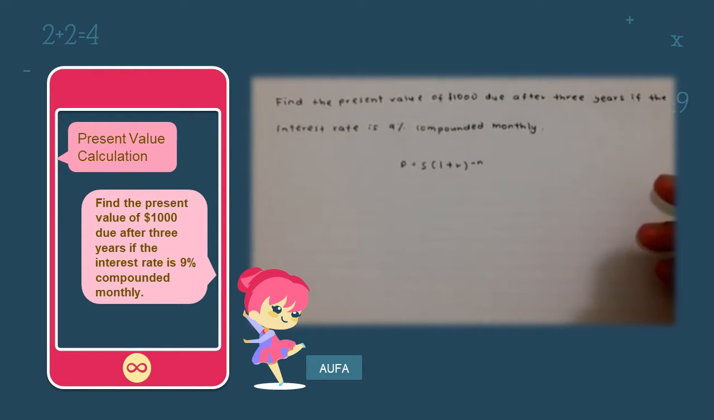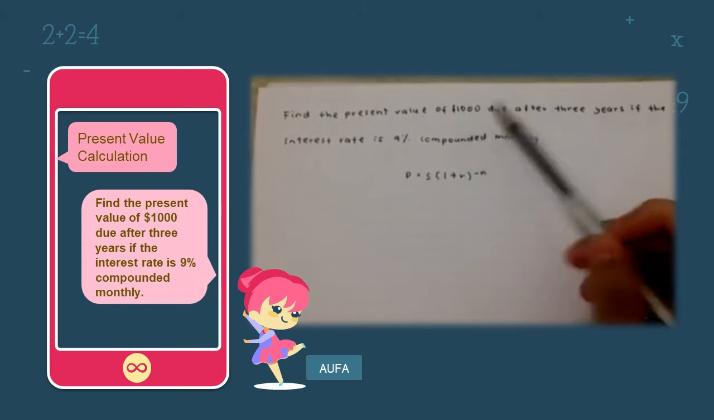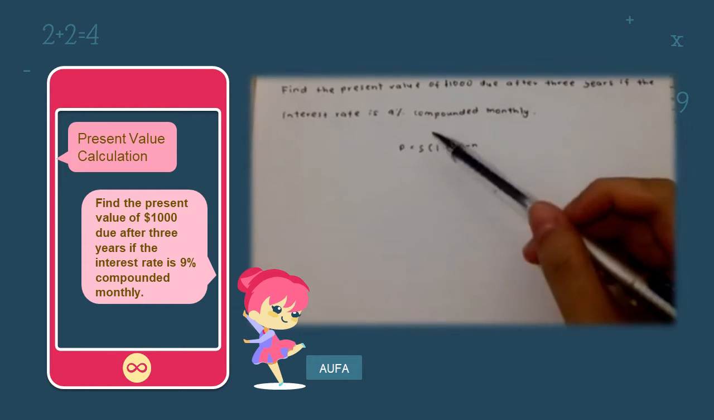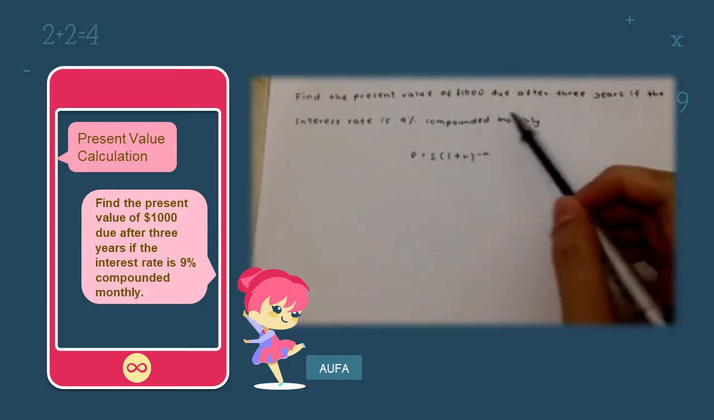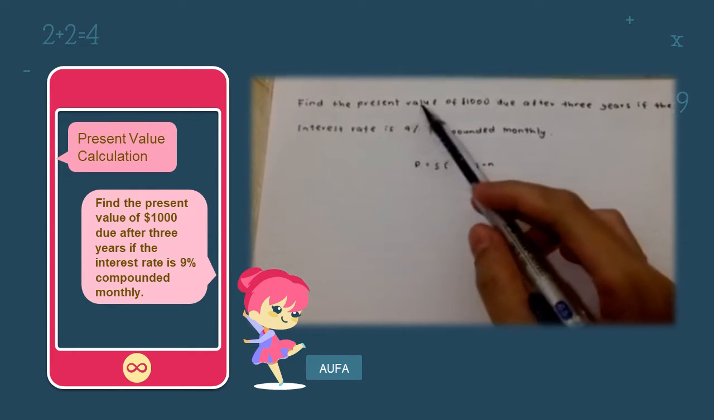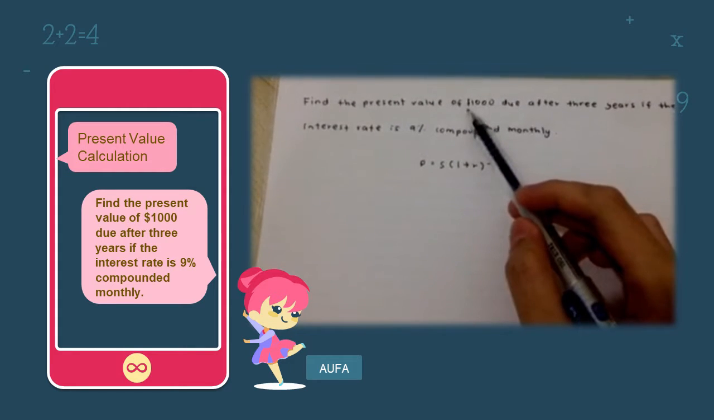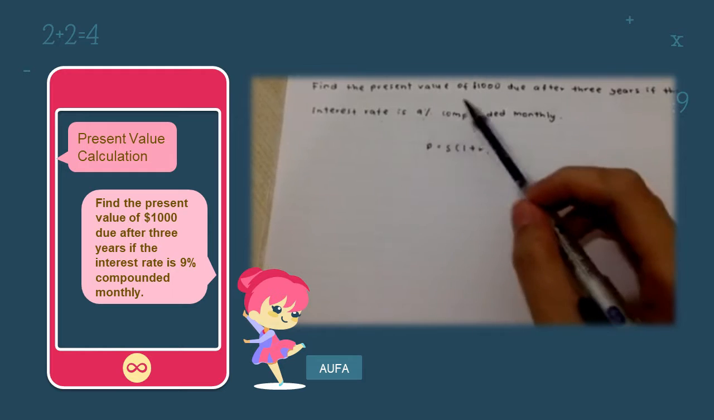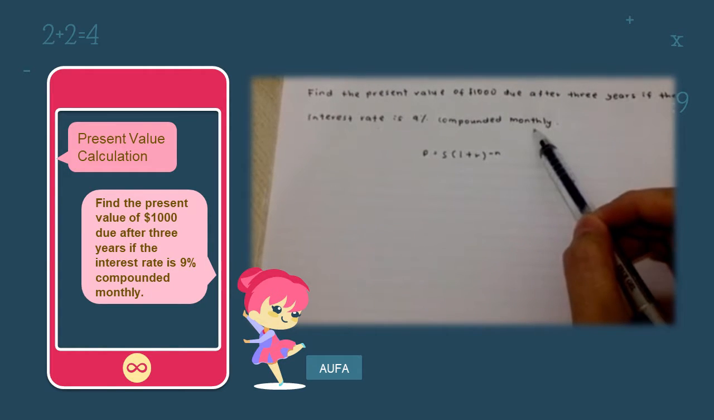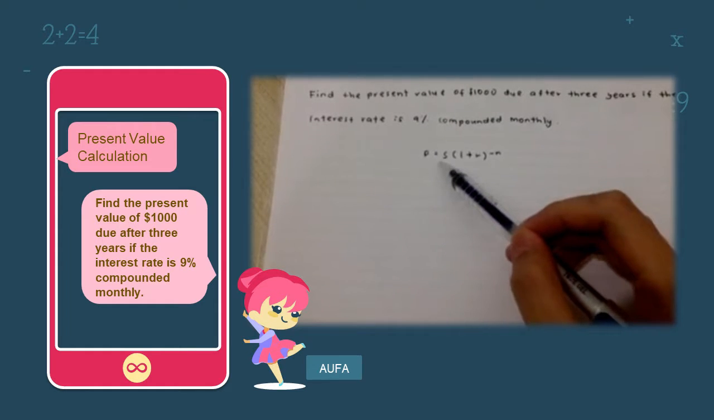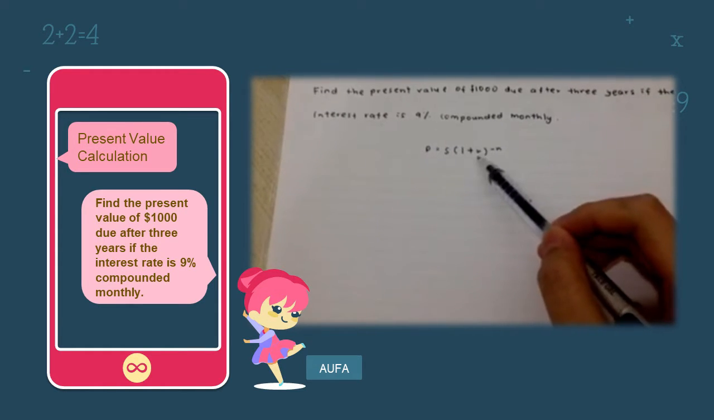Okay, the question is, find the present value of $1,000 due after 3 years if the interest rate is 9% compounded monthly. So the question asks us to find the present value of $1,000 after 3 years if the interest rate is 9% compounded monthly. So we will use this formula. And now we have to find what is S, what is R, and what is N.